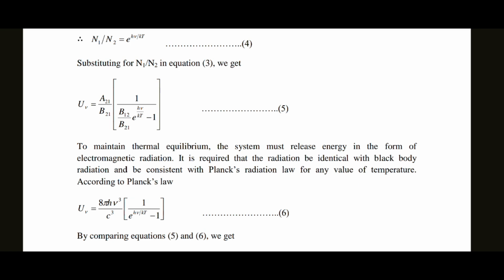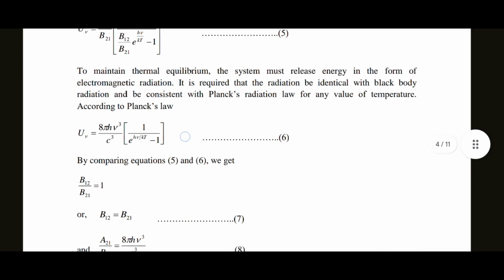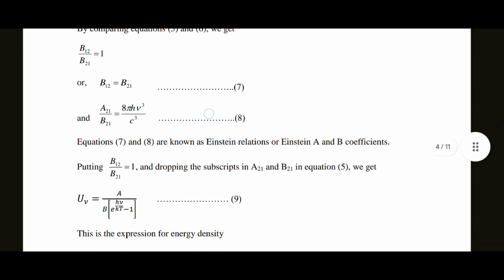By comparing equations 5 and 6, we get B12 by B21 is equal to 1, or B12 is equal to B21, and A21 by B21 is equal to 8 pi h nu cube by c cube. Equations 7 and 8 are known as Einstein's relations, or the Einstein A and B coefficients. Putting B12 by B21 equal to 1 and dropping the subscripts A21 and B21.